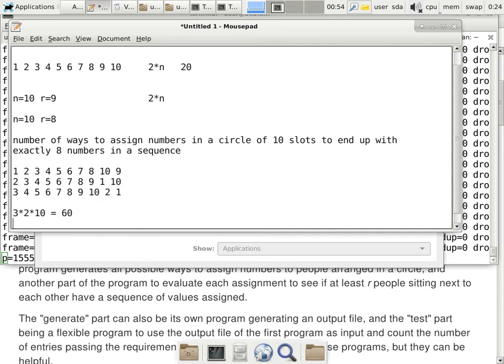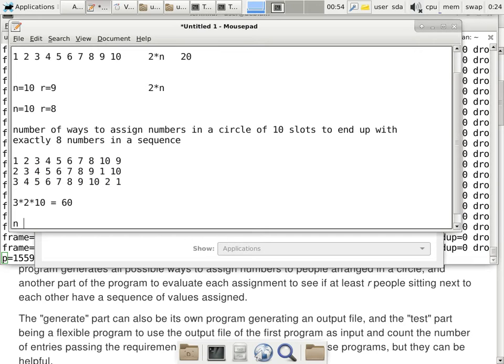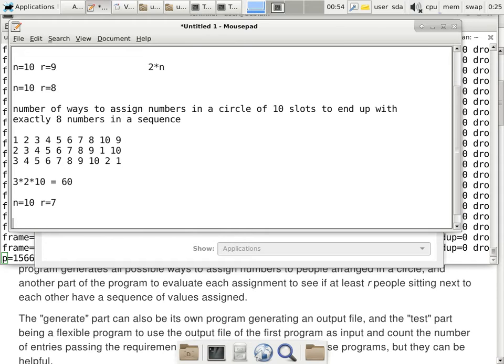All right, so we are going to move down one more where n is still 10 and r is 7 in this case. Okay? So in this case, we are not concerned about sequences of exactly 8 numbers or sequences of exactly 10 numbers because we got those numbers already. So this time we want to focus on numbers of ways to assign numbers in a circle of 10 slots to end up with exactly 7 numbers in a sequence. Okay? So 8, 9, 10 are all done. I'm only now focusing on exactly 7 numbers in a sequence.